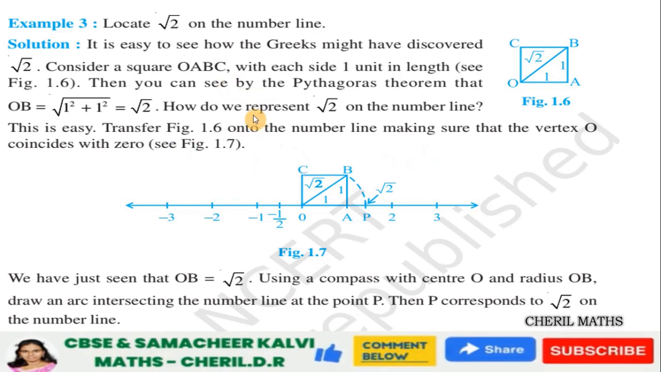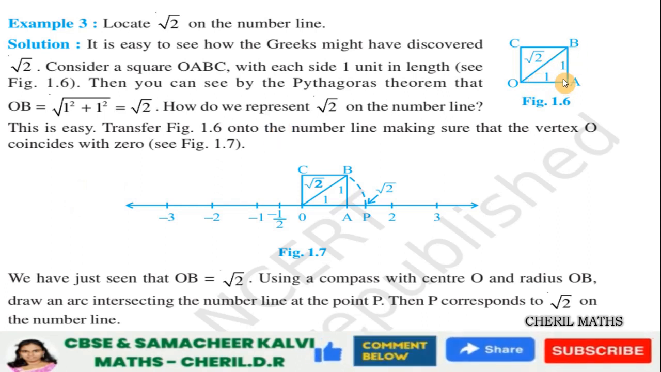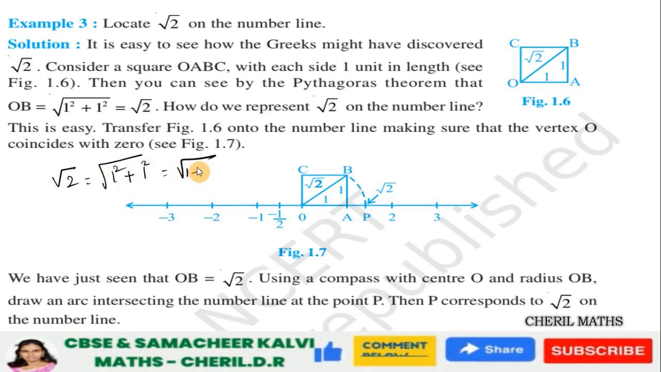So for root 2, what did we do? I need root 2. By using the right angle, that is by using Pythagoras theorem, we are going to get root 2. If I need root 2, how will I get it? I'll get it by 1 plus 1. So square root of 1 square plus 1 square will give me square root of 2. Thus we drew 1 unit here, 1 unit here, and then we got root 2.